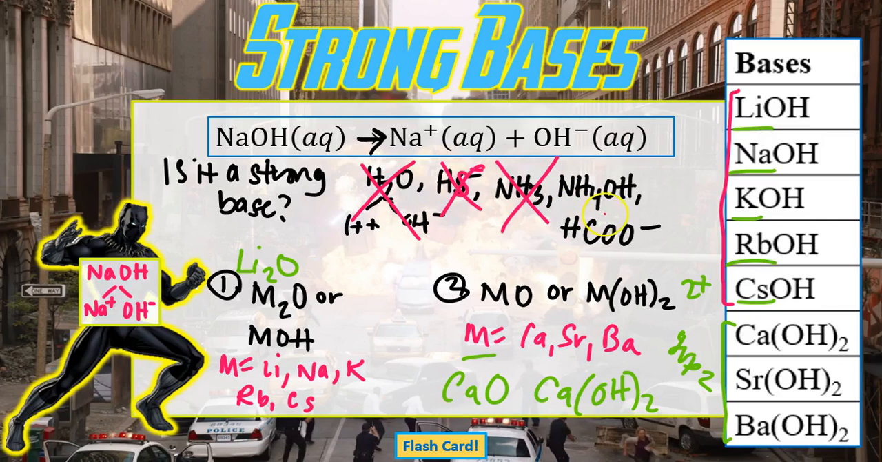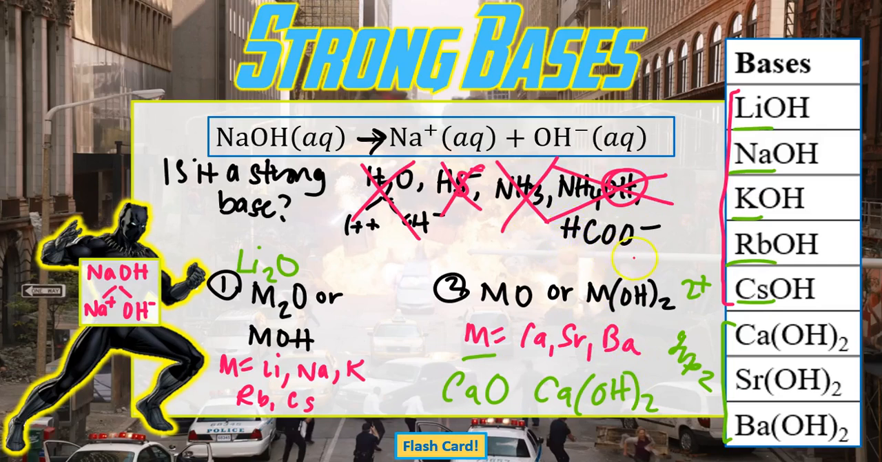Now let's look at NH4OH. Yes, it can dissociate into OH minus. I see some OH minus that can come from here, right? But guess what? It's also not going to dissociate completely. It will be in equilibrium. So even though it has the OH minus there, it is not a strong base.